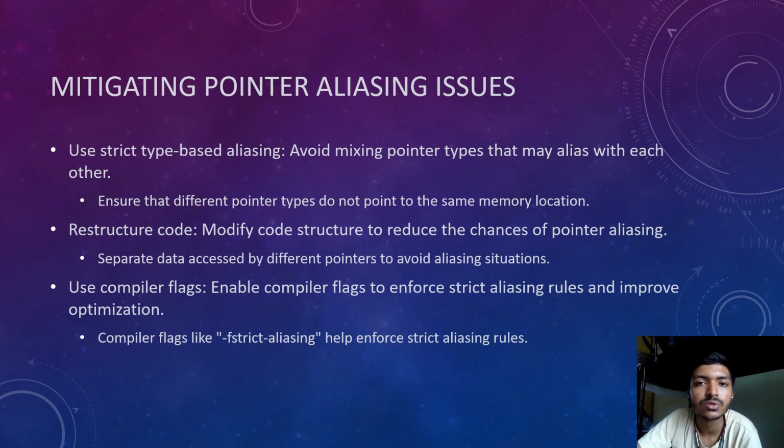The third one is to use compiler flags. Enable compiler flags to enforce strict aliasing rules and improve optimization. For example, "-fstrict-aliasing". This is a compiler flag that helps to enforce strict aliasing rules.